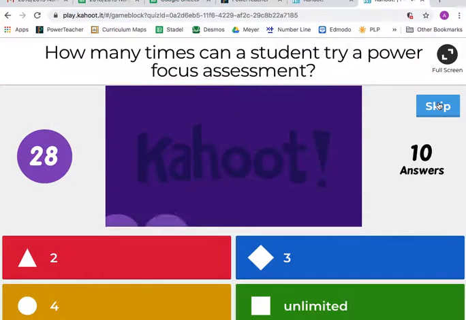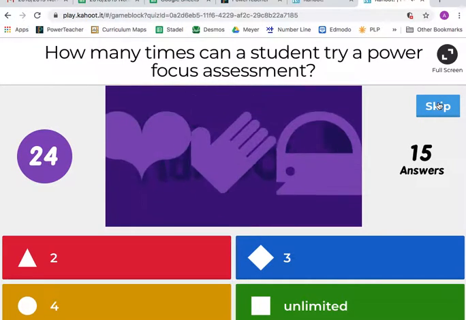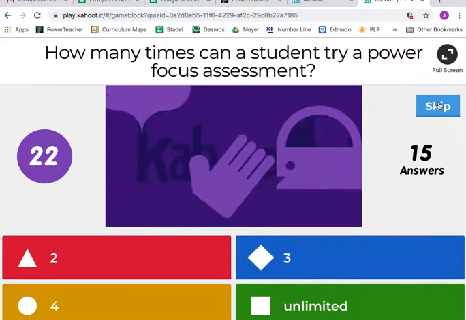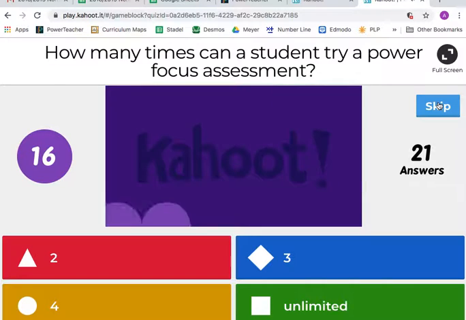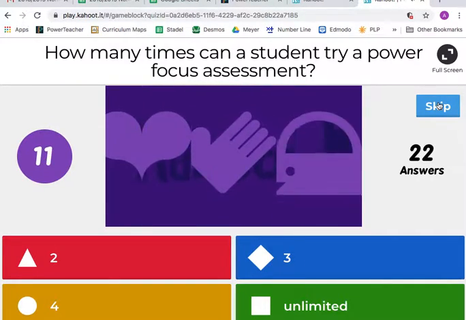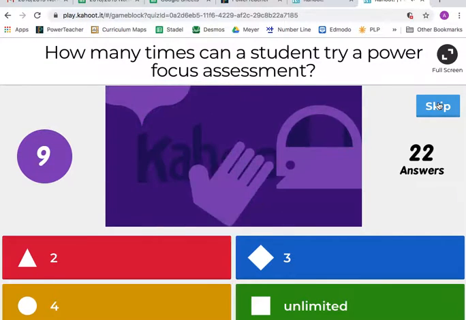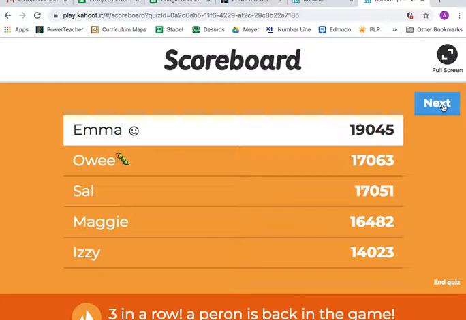How many times can a student retake our focus area? 2, 3, 4, unlimited. Yes, it's unlimited. You can keep trying until you pass.